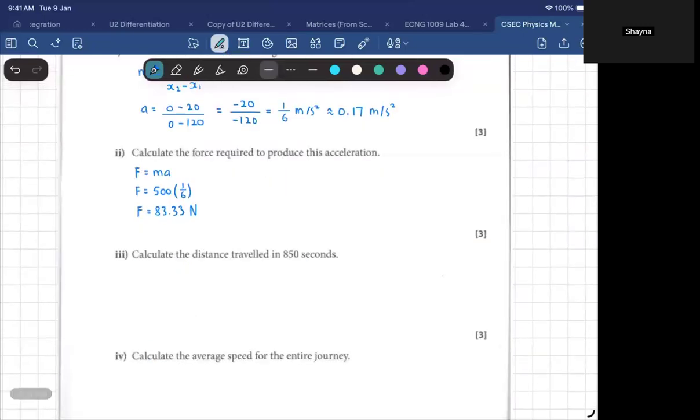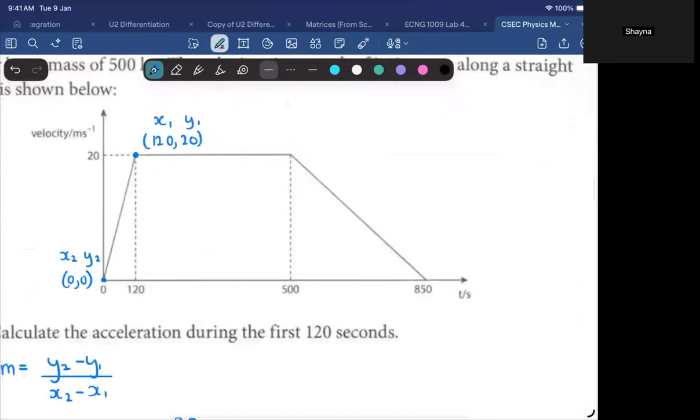Calculate the distance traveled in 850 seconds. To figure this out, we'll need to find the area under the graph. What shape is that? It's a trapezium.